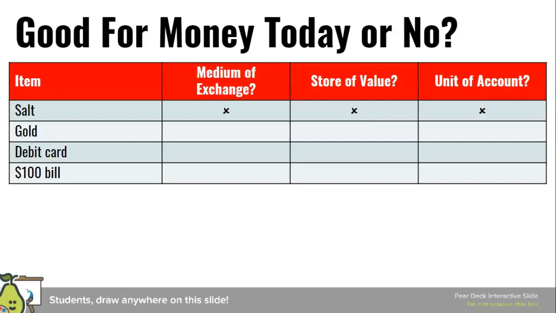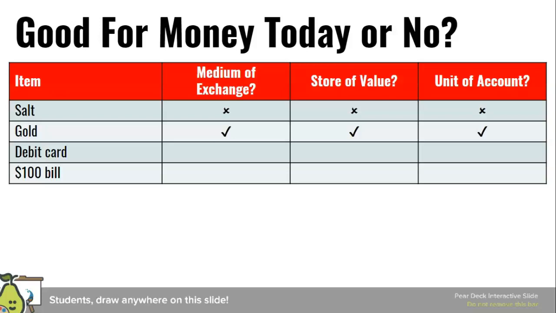Is gold a good source of money? Maybe. Gold is something that people want, are interested in. It does have a store of value, and it is sort of a unit of account in that we can parcel it out into ounces and bars and things like that. So yeah, gold could be used as a medium of exchange. It could be used for money.